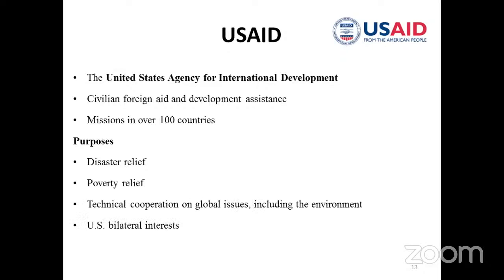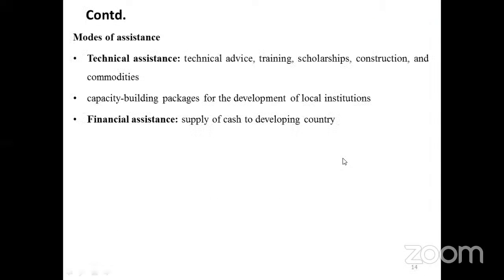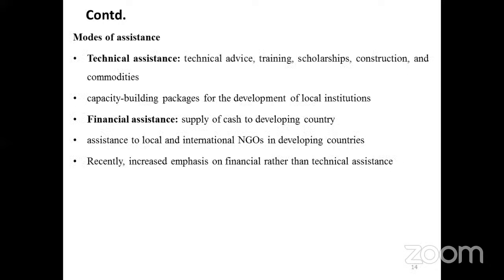So moving on to the next, USAID, that is the United States Agency for International Development. It's for civilian aid. There are different purposes for this aid. One important one is technical cooperation on global issues, including environment. So this is where agriculture comes into play. Their major focus is not on agriculture, but there are other things where agriculture comes into play. They provide technical assistance, where they give technical advice, training, scholarships, construction, and commodities. Again, it is mainly focused on underdeveloped countries, particularly in Africa.